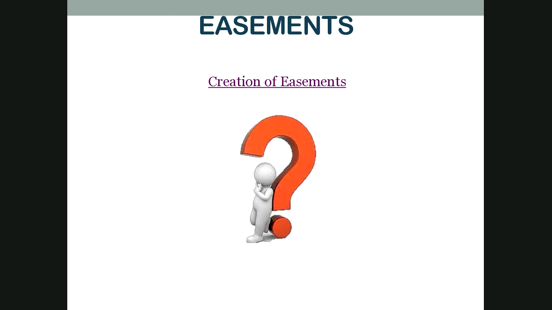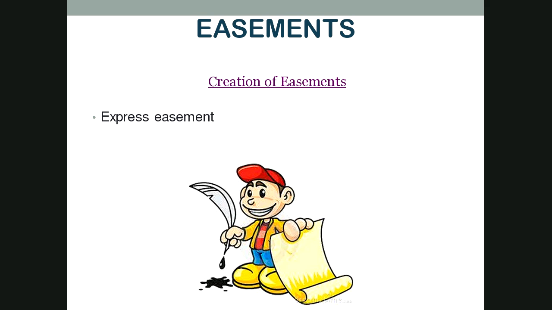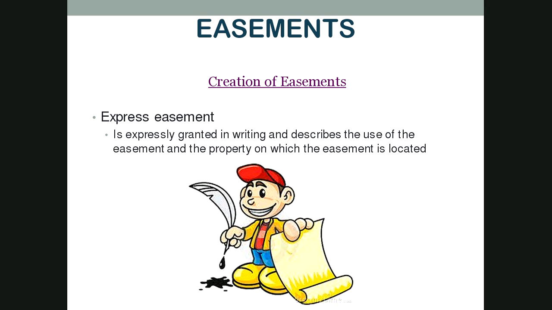So how do we create an easement? Well, there's a couple of different ways: an express grant, implication, necessity, and prescription. So the easiest one is to write an express easement. You write it down: I give you an easement for this purpose, to cross my property.